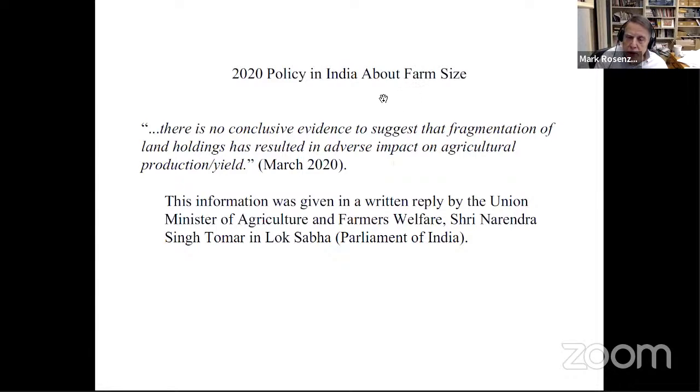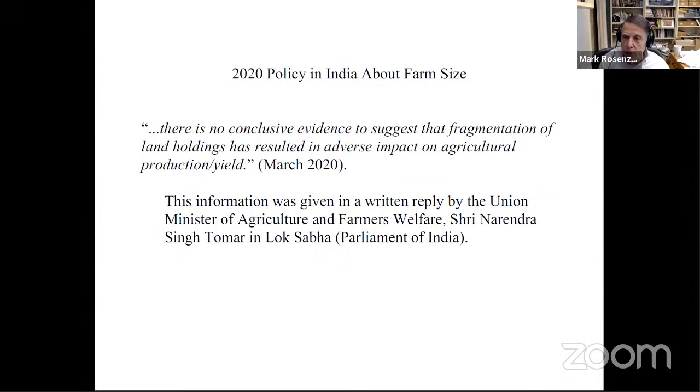Okay, so what about today? What's the policy position in India today? Well, we have this quote from the Minister of Agriculture. And the Minister of Agriculture says that there's no evidence to suggest that small scale is a problem for Indian agriculture. Okay? And he's correct. This is what we'd like our ministers to do. We want them to look at evidence. And all the evidence in the literature suggests that this statement is correct.